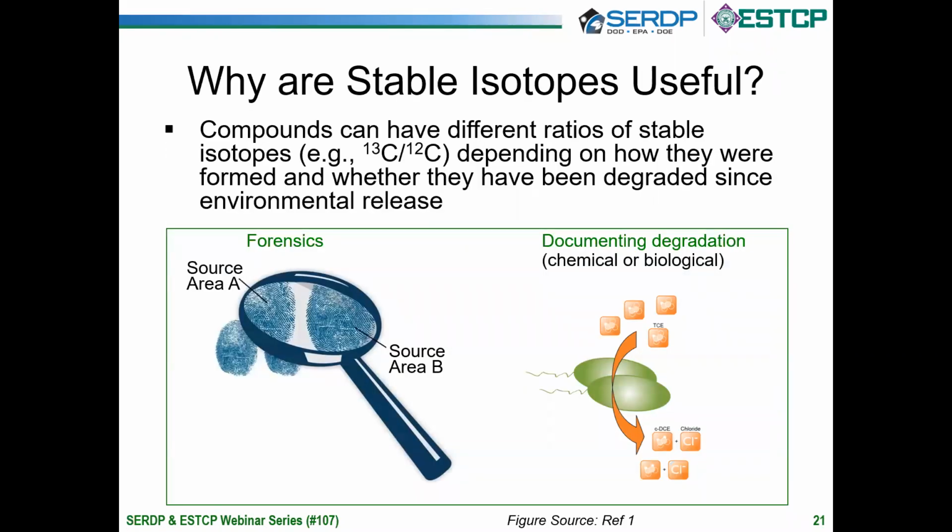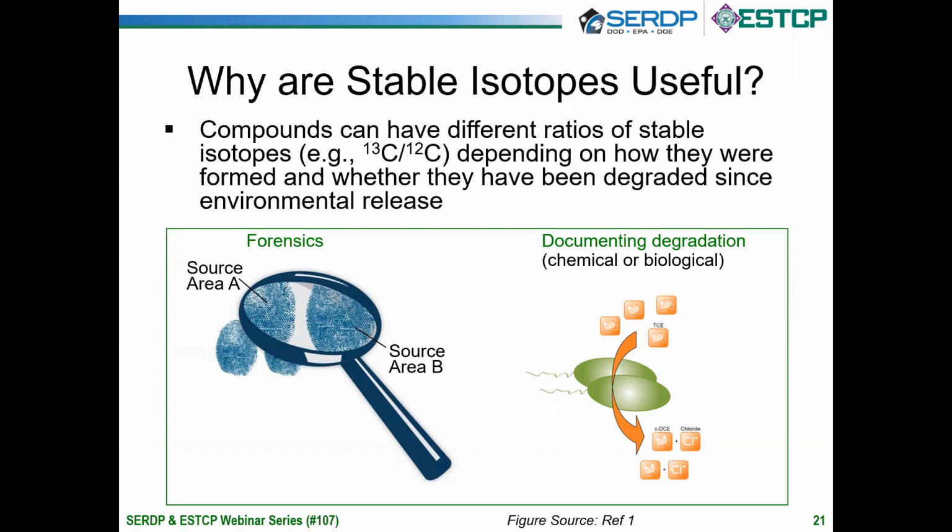Okay, so why are these things useful? Well, compounds can have very different isotopic ratios depending on how they were formed. You can see a scenario where, for instance, you have a naturally formed compound. Perchlorate or nitrate are good examples of that. And also synthetic versions of that. So where there's been a contamination issue, maybe you want to know whether this is a natural contaminant or a synthetic contaminant in the field.